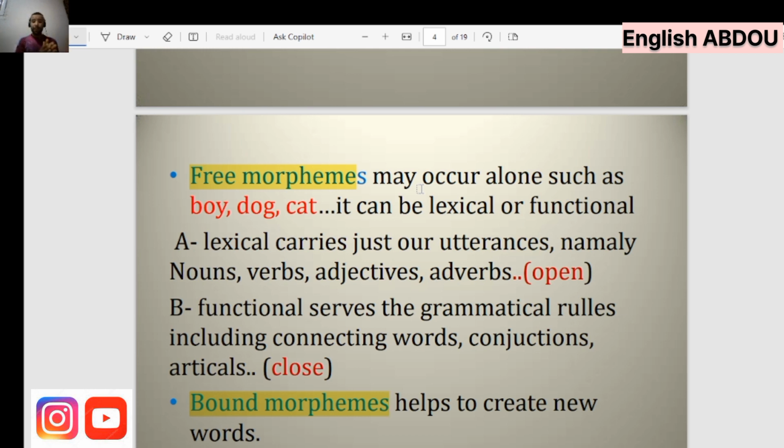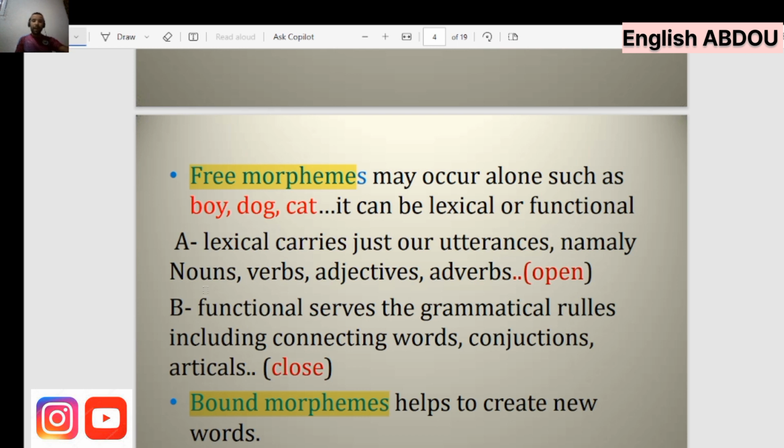And this free morpheme can be lexical or functional. Lexical morphemes carry the content of our utterances, namely nouns, verbs, adjectives, and adverbs. And this category is open class. And functional morphemes serve grammatical roles, including connecting words, conjunctions, articles, and this category is closed class. So here open class and here closed class.